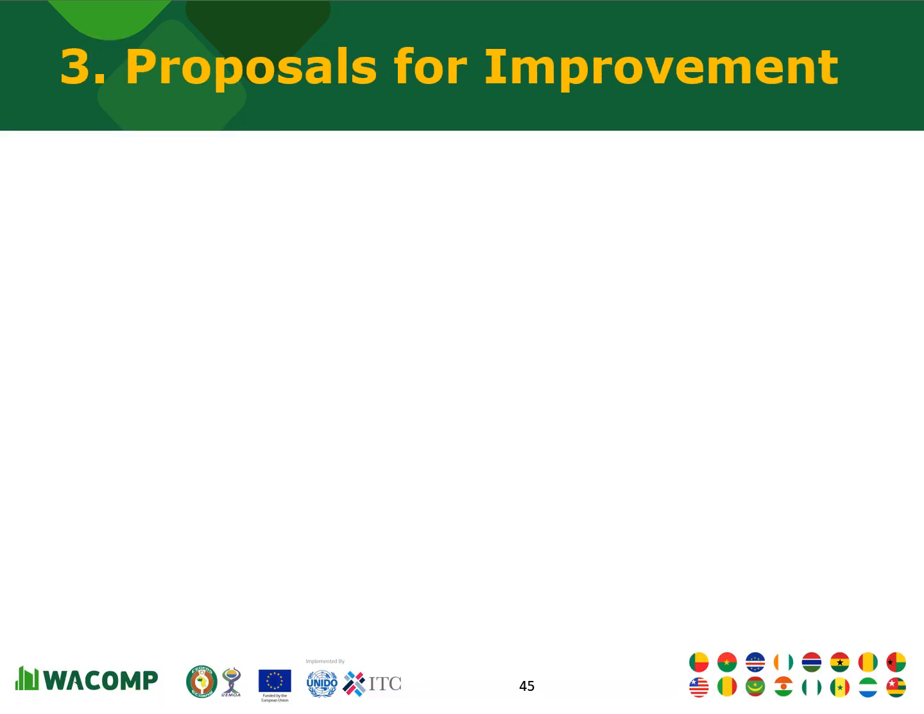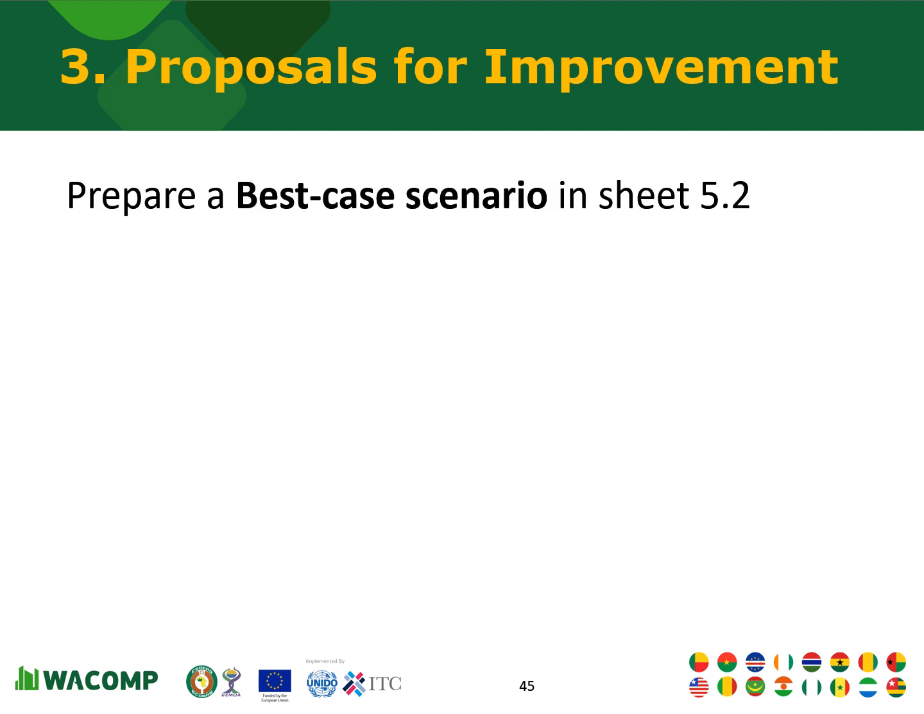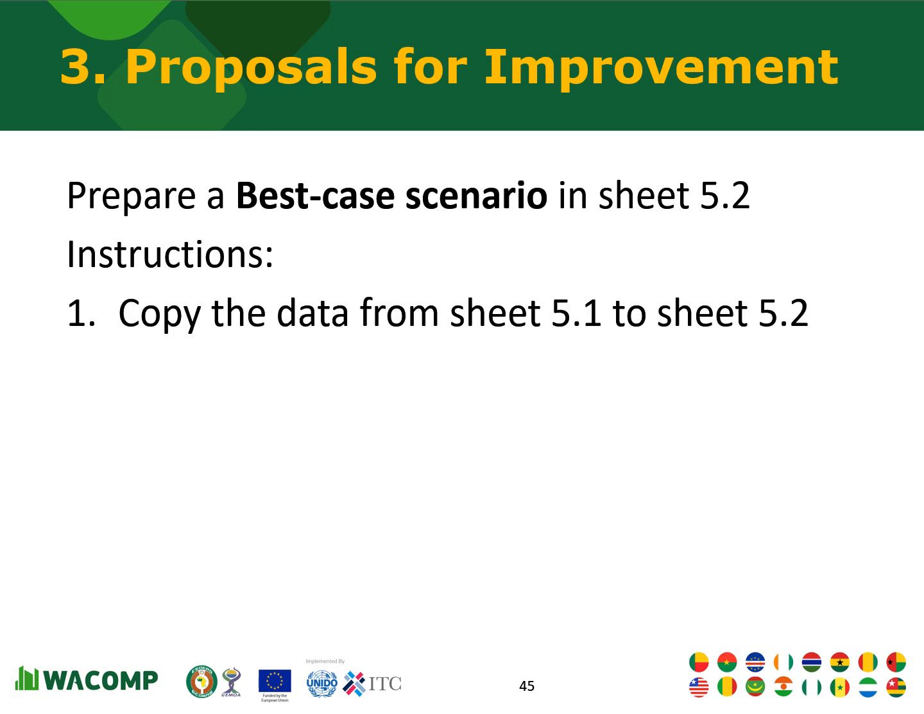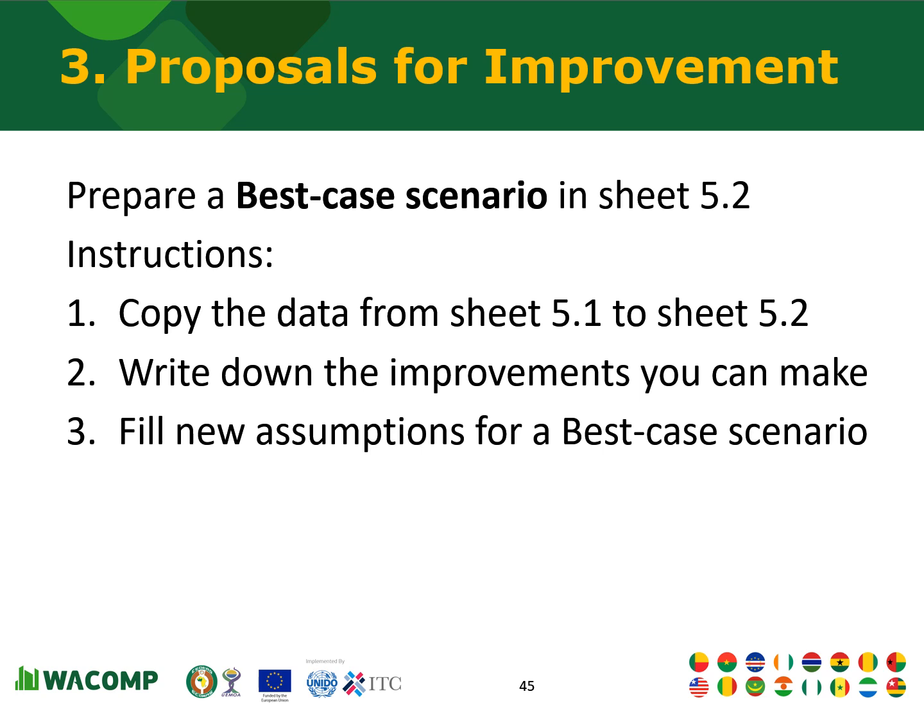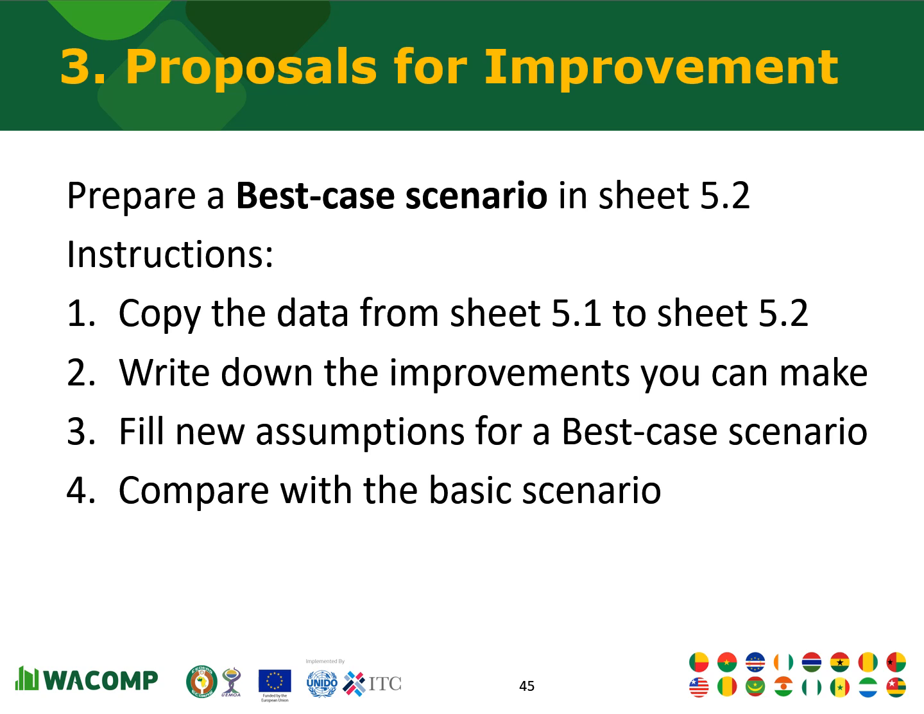Section 3, Proposals for Improvement. In this section, we prepare a best case scenario. That's in sheet 5.2. The instructions are simple. Copy the data from 5.1 to 5.2 and write down the improvements you think you can make and how realistic they are. Fill in the new assumptions in the best case scenario and compare it with the basic scenario. Is this realistic?